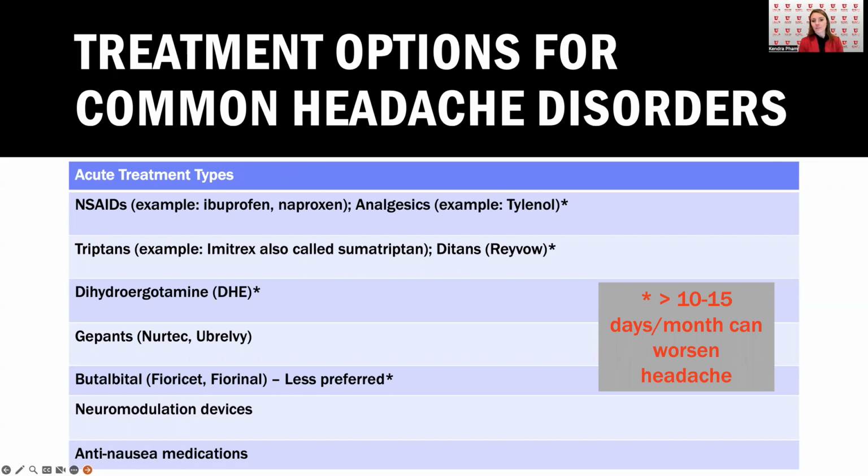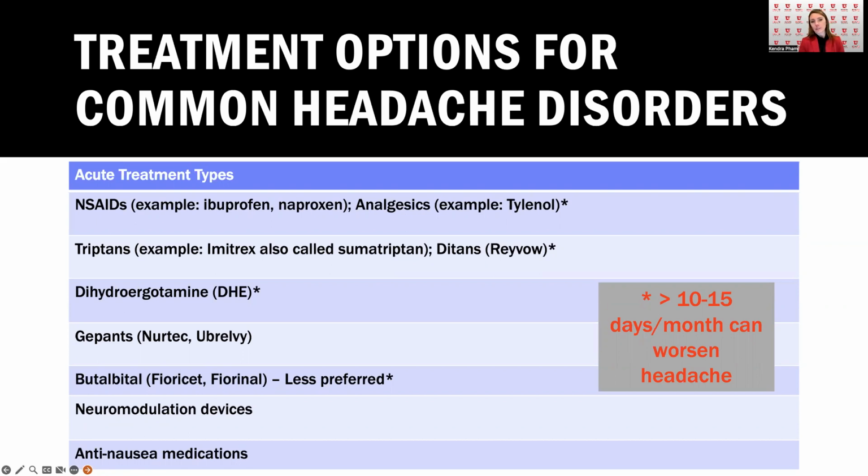There's a class called ditans that's very similar to triptans, but a little newer. That drug is called lasmiditan, or Reyvow is the trade name. There is dihydroergotamine, or DHE. There's a newer class called gepants, which blocks that molecule called CGRP that we talked about in the preventive medications. These ones are Nurtec and Ubrelvy, and there's actually a brand new one that was just approved by the FDA called zavegepant that is a nasal spray.